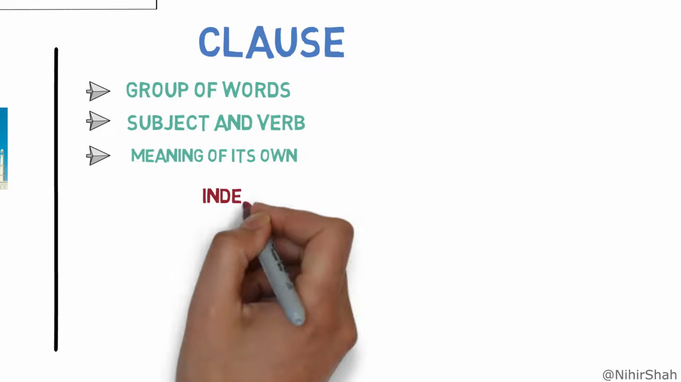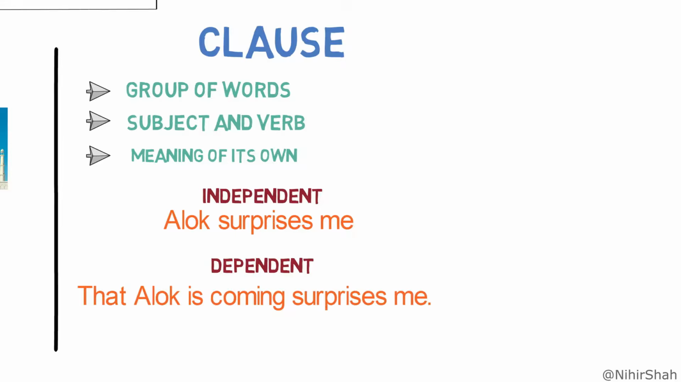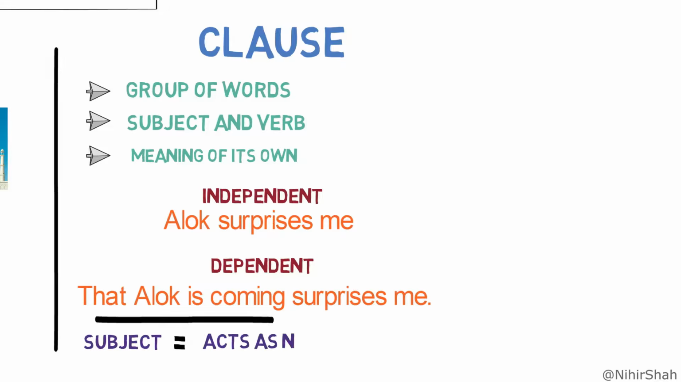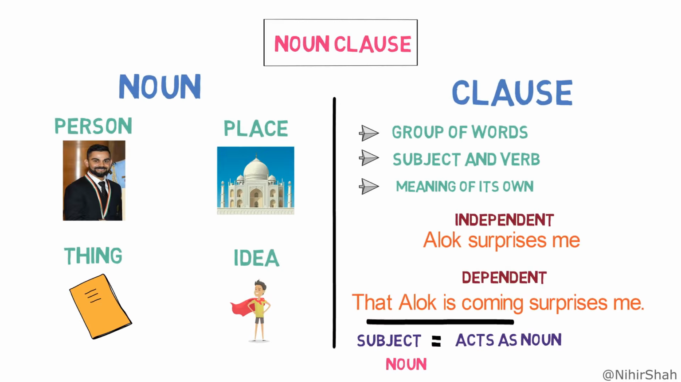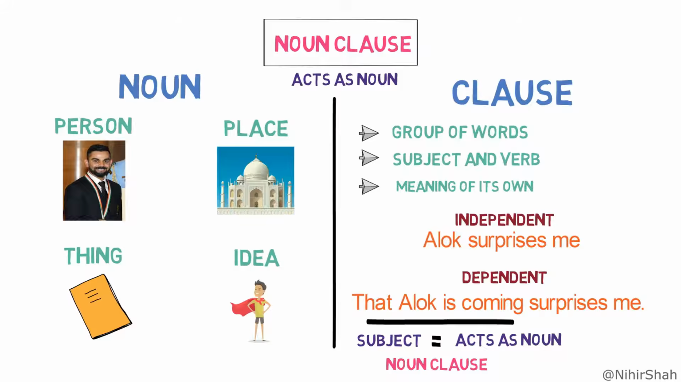Number 1, independent clause. For example, Alok surprises me. And number 2, dependent clause. That Alok is coming surprises me. Here, that Alok is coming is an example of a dependent clause. That Alok is coming is acting as a subject of a sentence, which means it is acting as a noun in the sentence. So, it's a noun clause. So, the noun clause is a clause that acts as a noun in the sentence.